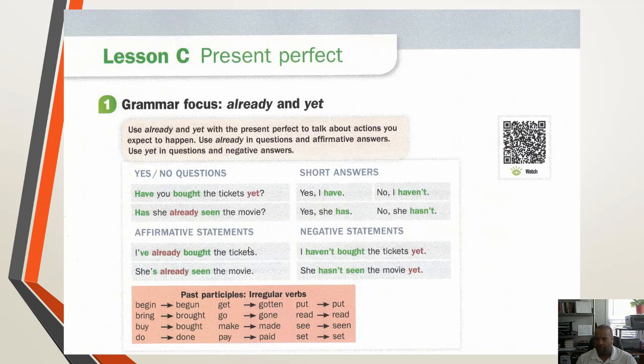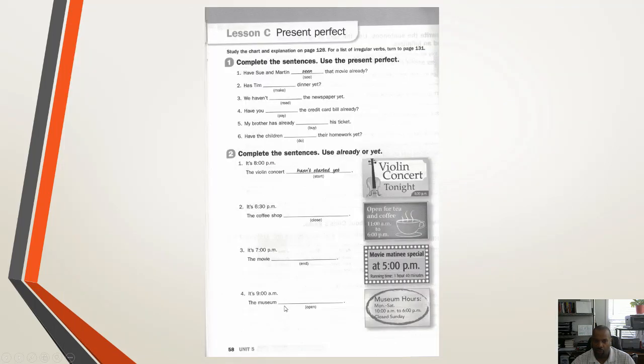If you need to review this again or a little bit more, scan the barcode and watch a little video about how we use already and yet in our present perfect tense. Alright, we are going to keep going, and now we're going to turn over to page 58 in our workbook and start working on using the present perfect.